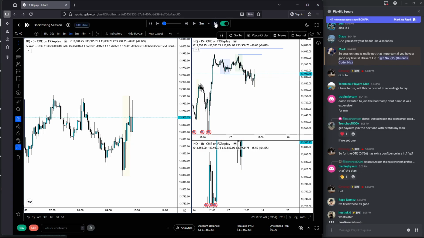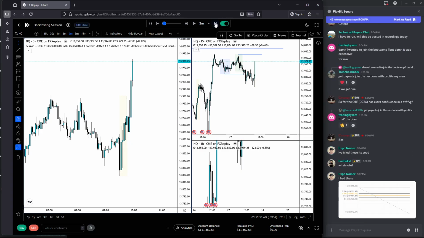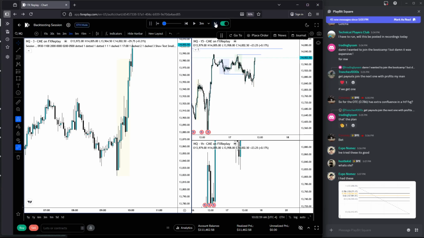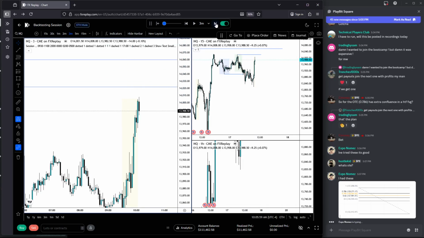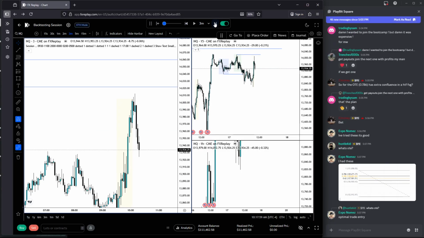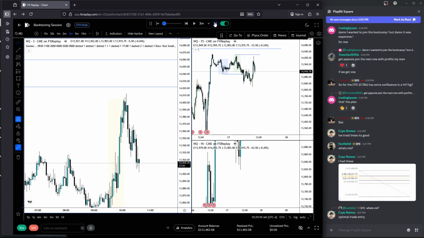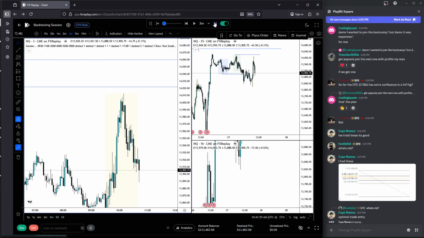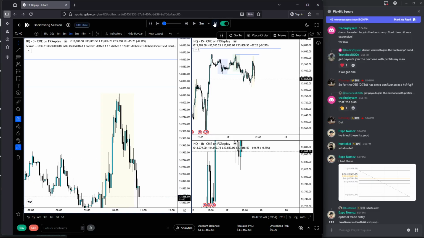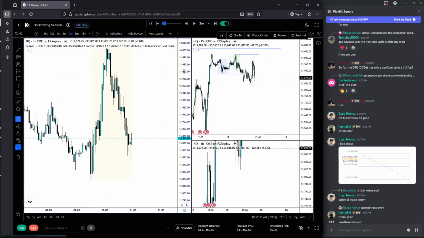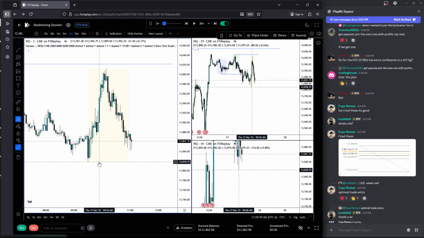So let's see. Waiting for a setup. Push up. Waiting for London high to sweep now. No sweep. Just going down off of no sweep. What is wrong with price? I'm just going down here. Let's wait for this level to sweep now.